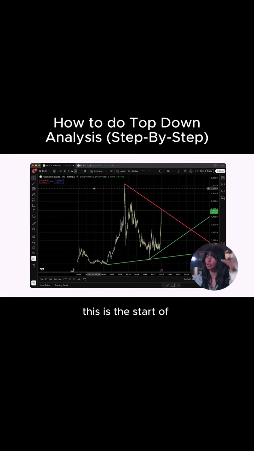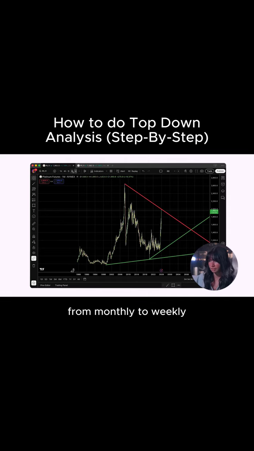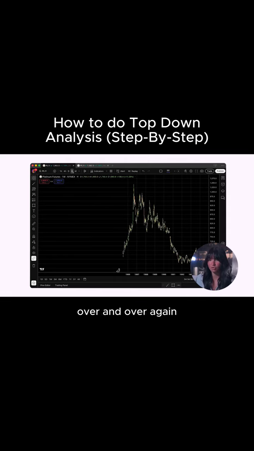This is the start of the top-down analysis. We started at the monthly, now we need to work our way down to the weekly, the daily, the 4-hour, and the 1-hour. So we're going to move from monthly to weekly, and we're going to do the same exact process over and over again. Each trend line is going to connect to the higher time frame.